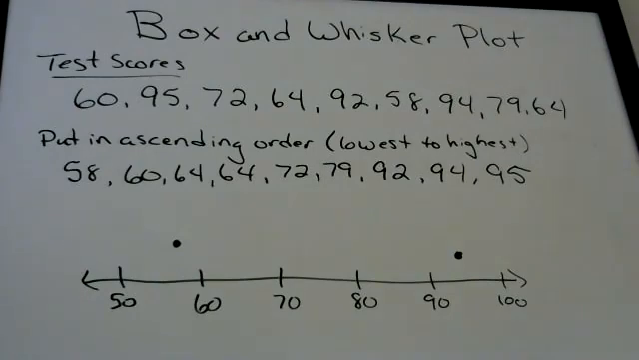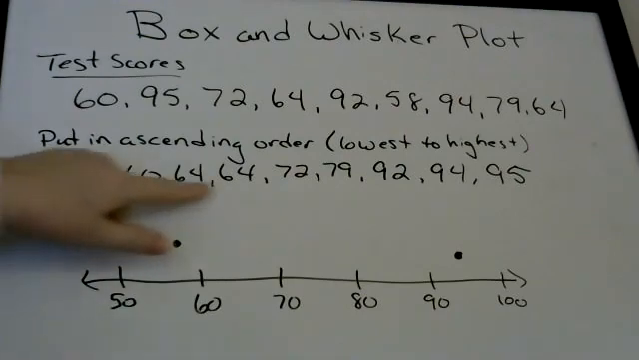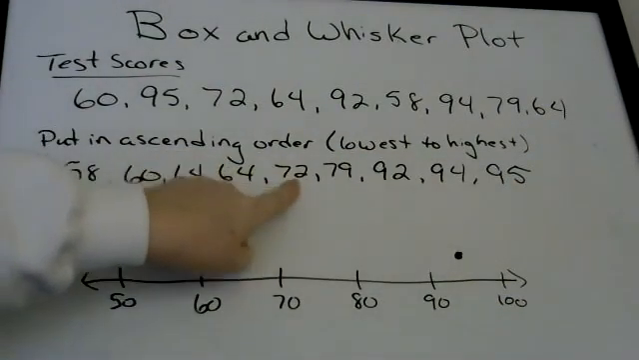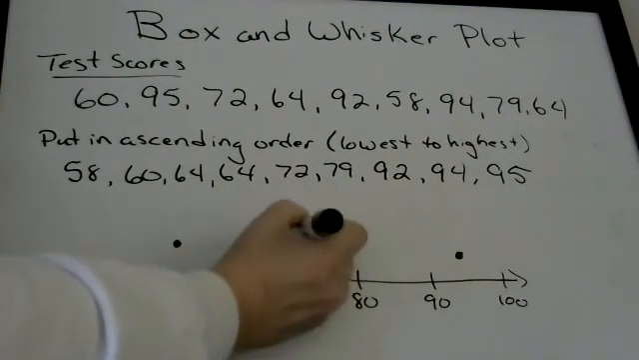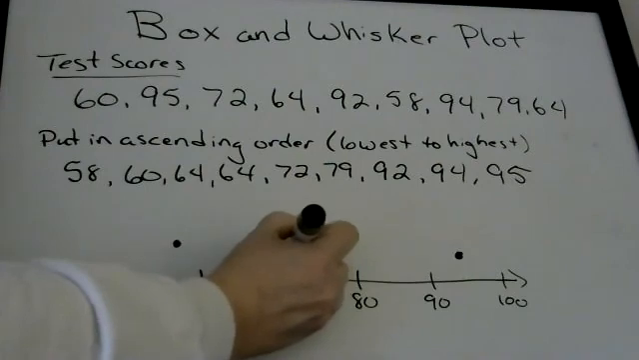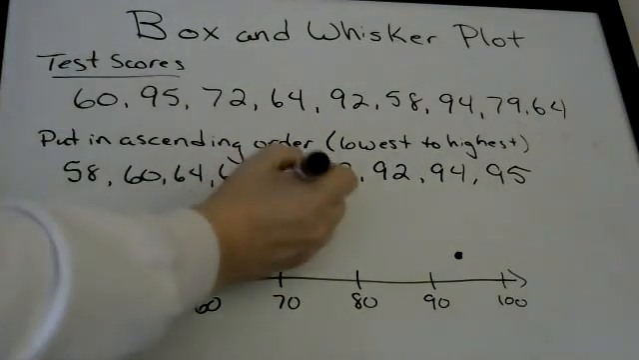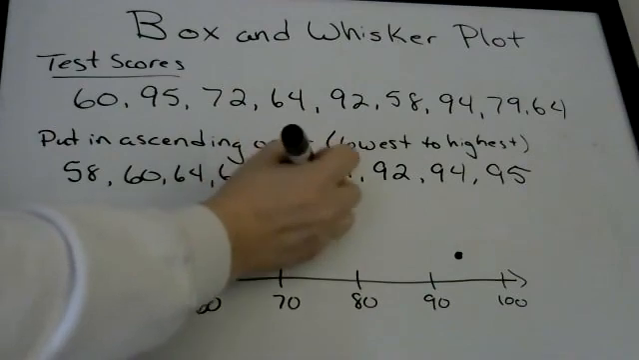Now we need to find the median. And so remember, you just go to the middle. So there's 9. So we go 1, 2, 3, 4. So there's 4 on this side. There's 4 on that side. The median is 72. And so the median is about here. So we do that. Now we need to find the quartiles, okay? So this was the median, 72.